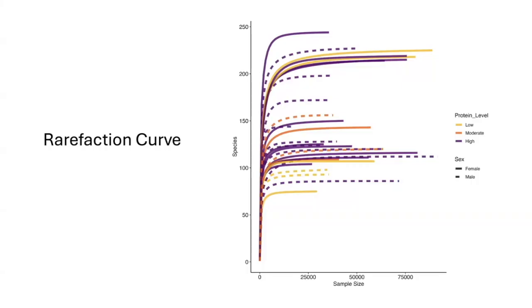plateau. This plateau indicates that additional sequencing depth is primarily providing more data on already identified species rather than uncovering new ones. By comparing rarefaction curves across different samples, we can assess differences in species richness, such as which samples contain a greater diversity of microbiota taxa prior to further analysis.